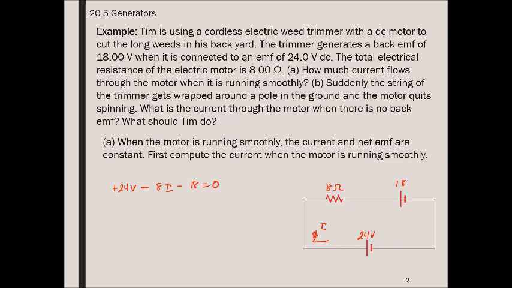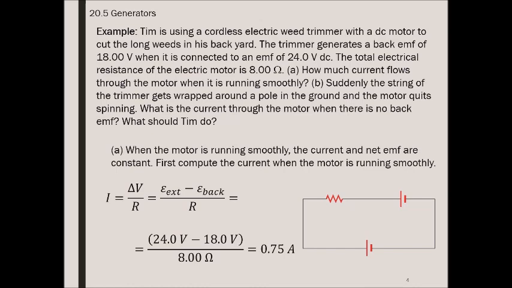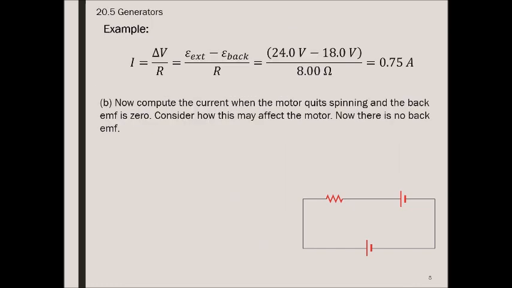Once I rearrange this, I get 8I is equal to 24 minus 18. So I is equal to 24 minus 18 over 8, and that should give me 0.75 amps. This formula we could also write as delta V over R, just using Ohm's law, where the total delta V is the external voltage minus the back EMF, over the resistance, and we get the same thing.